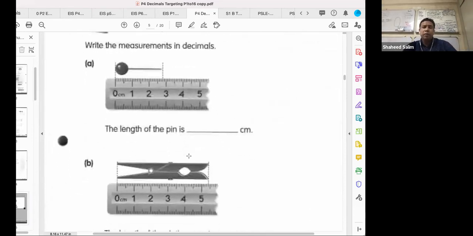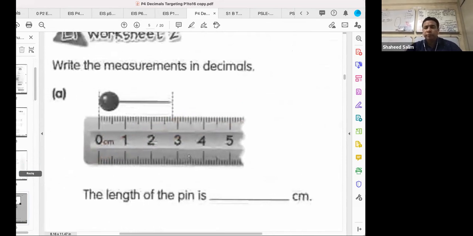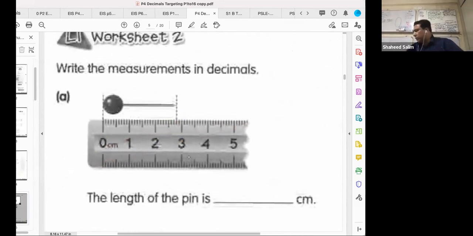You write down what is the answer for this one. Fraction in decimal.